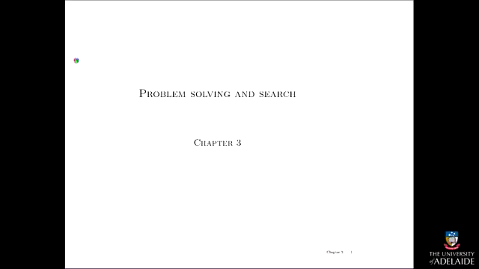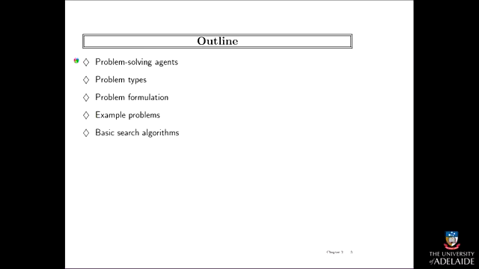So today we're going to be talking about problem solving and search. This is the traditional AI part of the course, if you like. In particular, we're going to define problem solving agents, types of problems, how we go about formulating a problem, give you some examples, and then talk about some basic search algorithms. Some of the basic search may be familiar for those who've done advanced data structures and so forth. Please bear with me if it is familiar. It's not going to be familiar to everyone.